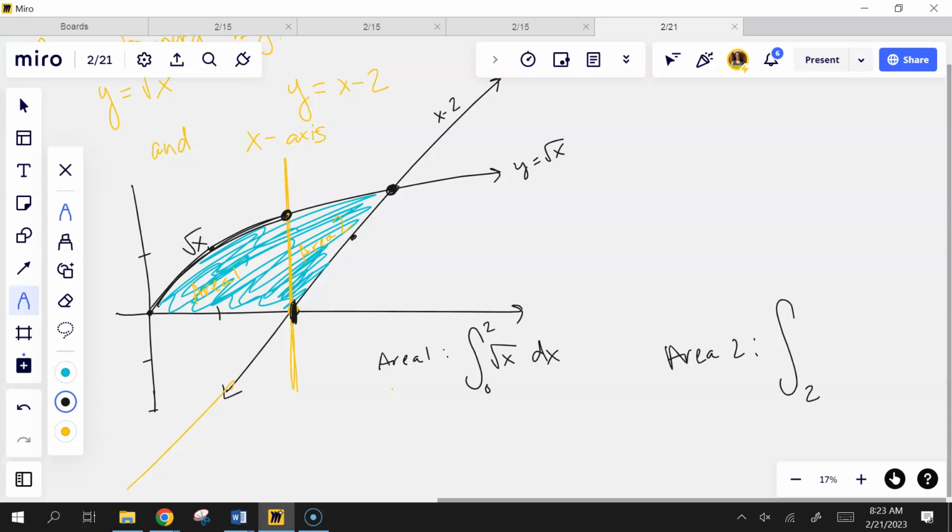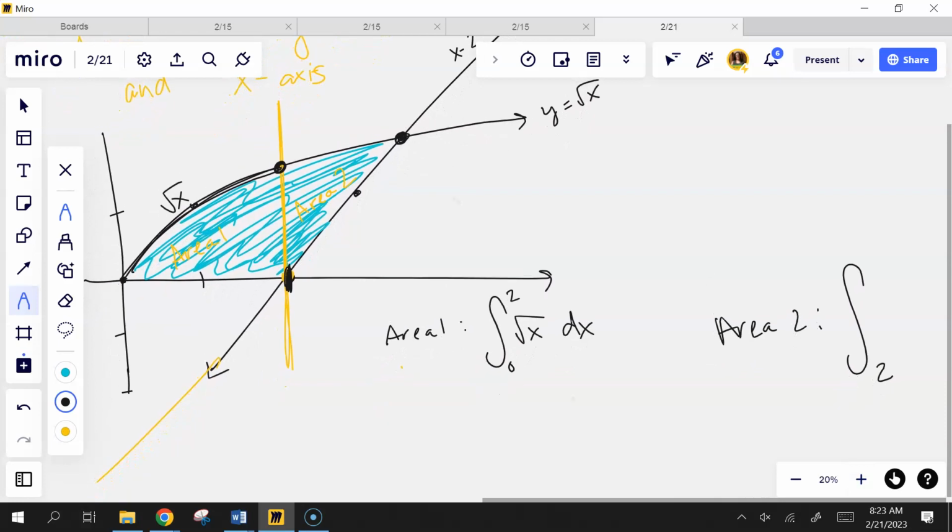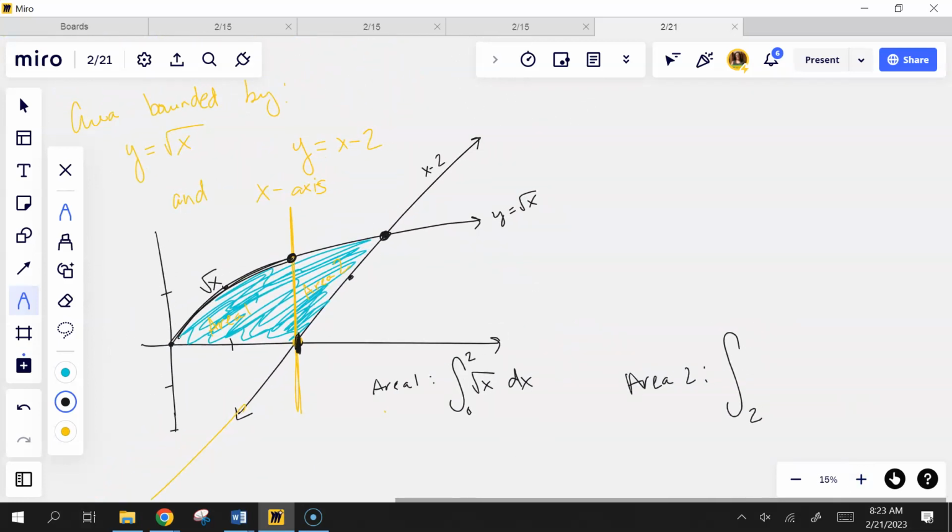Where they intersect, right? So where do they intersect? Maybe I use my calculator, or maybe I can just say, where is the square root of x equal to x minus 2? 4, right? Make sense?